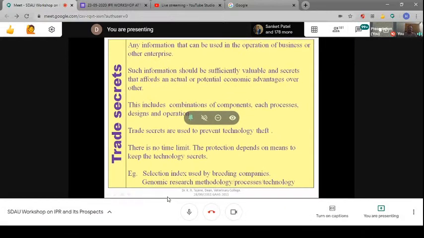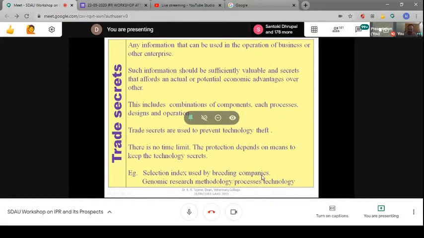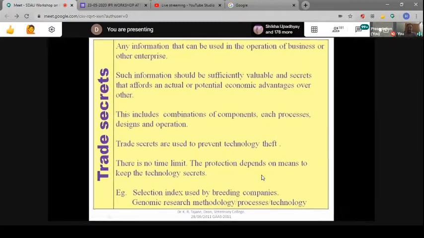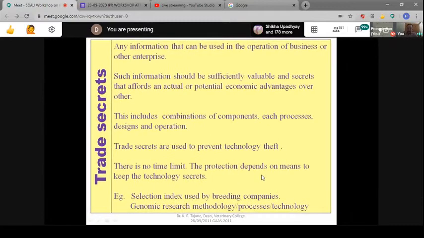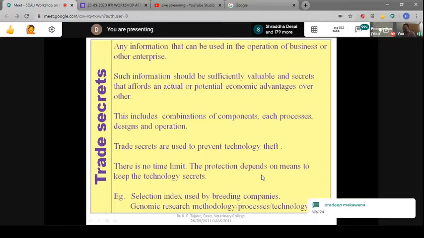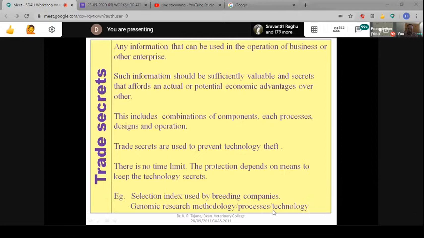Now, the best example is the selection index used by the breeding companies. Most of the breeding companies, especially in the poultry and pig industries, are breeding specific animals, and with the help of selection, they select the animals based on the selection index. This selection index is a very important criterion for selecting the best parent stock, and by breeding those parents, they produce some of the best progeny. They keep the methodology of the selection index very secretly. So this is, you can say, a trade secret.